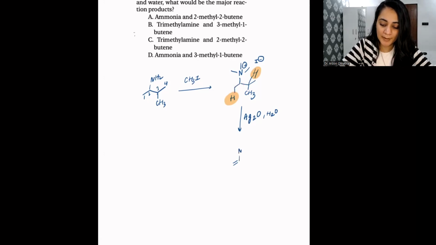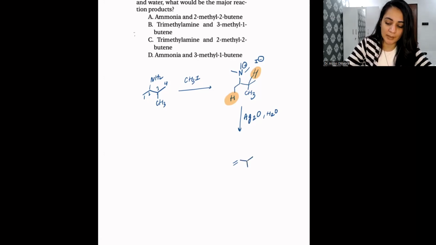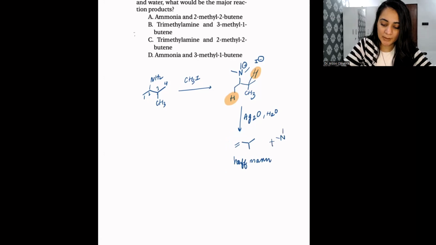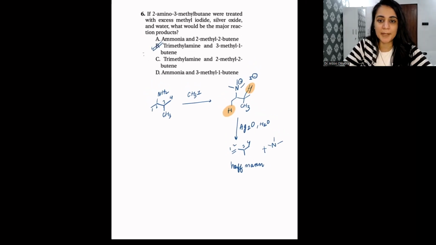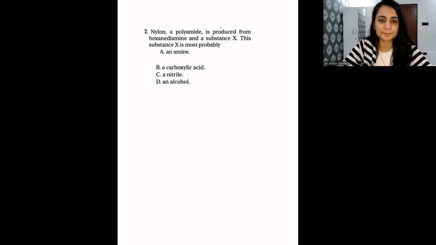So this is what you have to remember, that in this elimination reaction, a Hoffman product is always the major product of the reaction. So then this is the product. Okay, and if you think about it, plus trimethylamine, which is in option B and C, trimethylamine, and then the third is 3-methyl-1-butene. So if you think about it, 1, 2, 3, 4, it is 3-methyl-1-butene. So we've got option B then, being the correct answer in this problem.